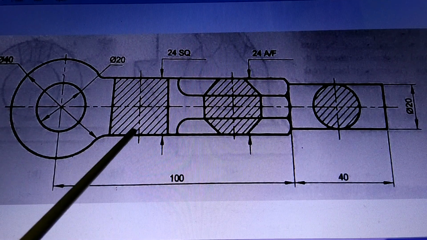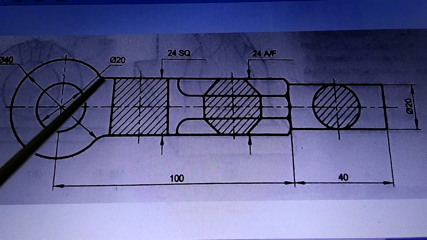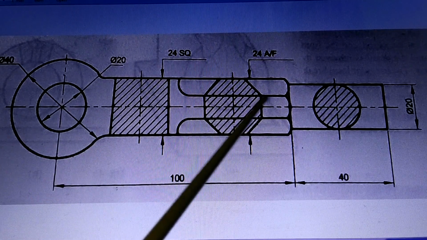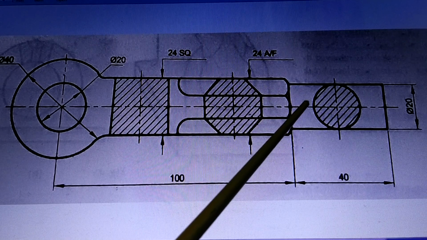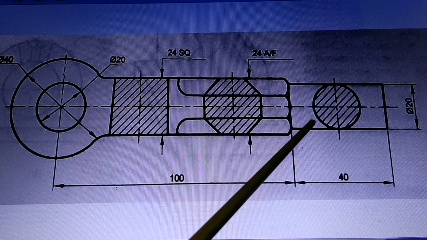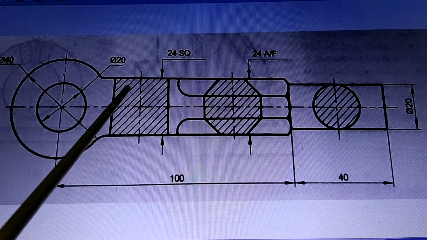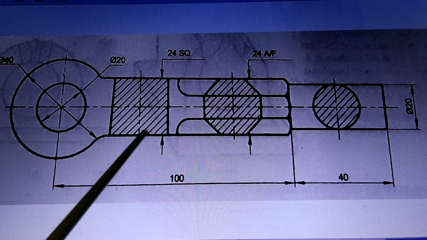Now this is another object. This object has different sections. At this place the shape is different, at this place the cross section is different, at this place the cross section is different. Now if you draw the side view, it will become too complex. So what is done is, the side view is not drawn at all. But instead of that, the section is taken here.